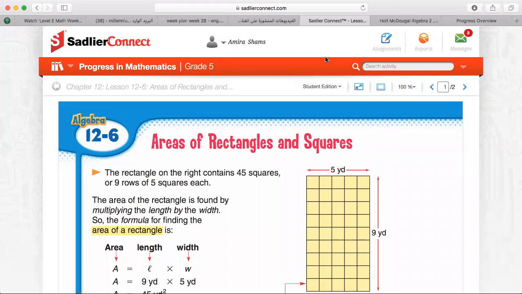Good morning, grade 5. Our lesson today is chapter 12, lesson 6, areas of rectangles and squares, page 392.